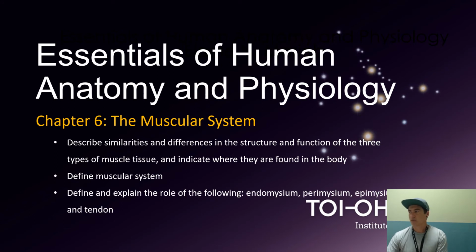Alright, so let's move on to the skeletal system sidekick, which is the muscular system. These two function together. Without each other, the other couldn't do what they need to do. So you're going to describe similarities and differences in the structure and function of 3 different types of muscle tissue, define what the muscular system is, and explain the role of the following: endomysium, perimysium, epimysium, and tendons. So that's to describe the structure of the muscular system.